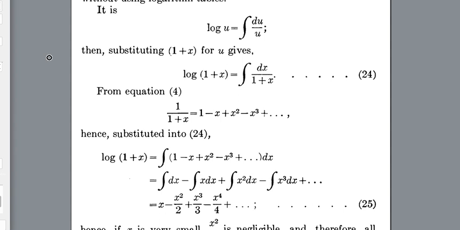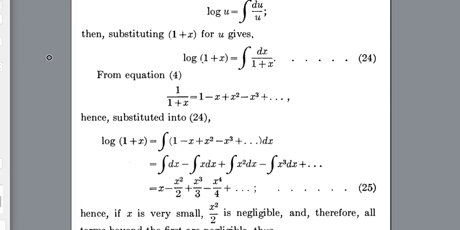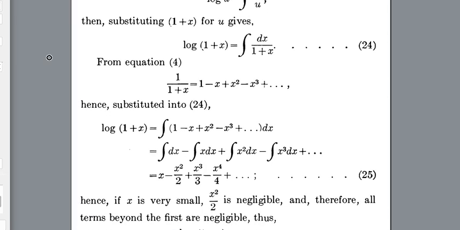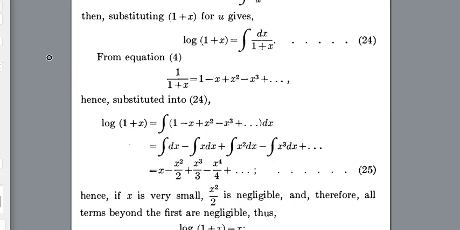Hence, substituted into equation 24, the logarithm of the quantity 1 plus x equals the integral of the quantity 1 minus x plus x squared minus x cubed, and so on, multiplied by dx, which equals the integral of dx minus the integral of x dx plus the integral of x squared dx minus the integral of x cubed dx, and so on, which equals x minus x²/2 plus x³/3 minus x⁴/4, and so on.